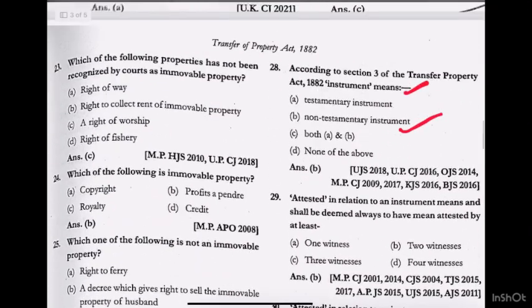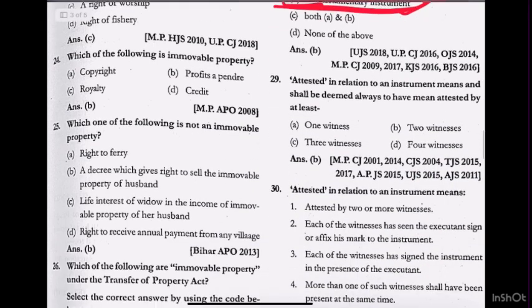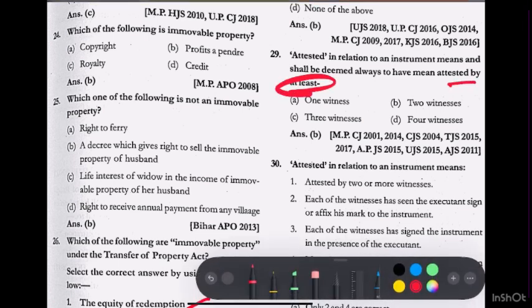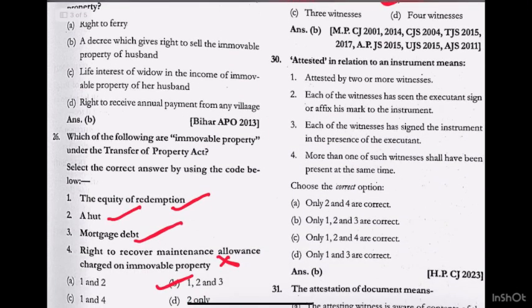The question number 28 said, according to section 3 of the Transfer of Property Act 1882, instrument means non-testamentary instrument. Let's move on to question number 29. Attested in relation to an instrument means, and shall be deemed always to have meant, attested by at least two witnesses. So the correct answer will be option B.